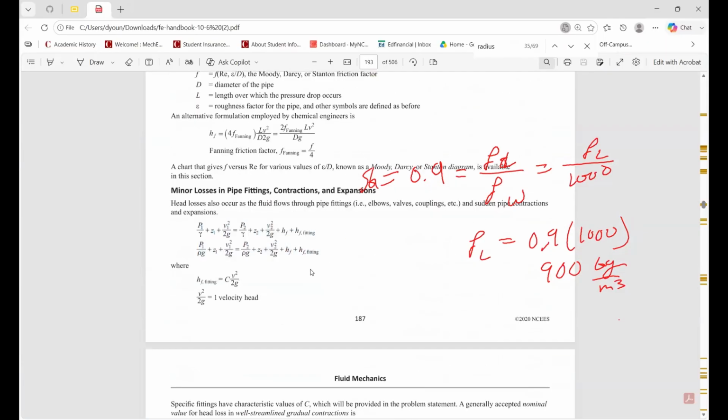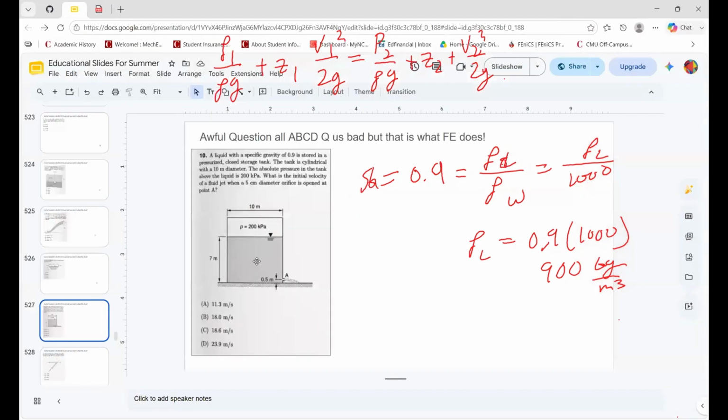And I think their formula is probably fitting. So p1 divided by rho g plus z1 plus v1 squared over 2g equals p2 over rho g plus z2 plus v2 squared over 2g. And the friction we can just ignore for now. They're not really that valuable right now to us. I think we have all the information, assuming that we use the velocity of 0 initially.